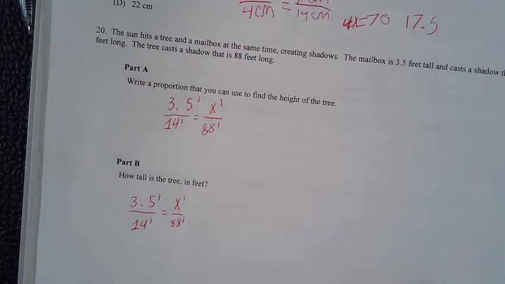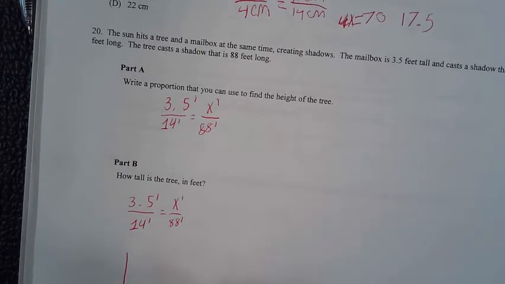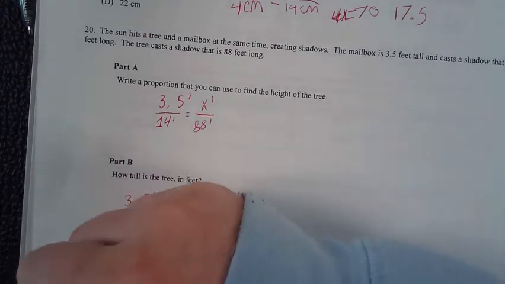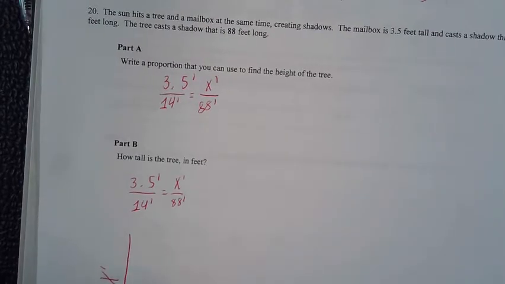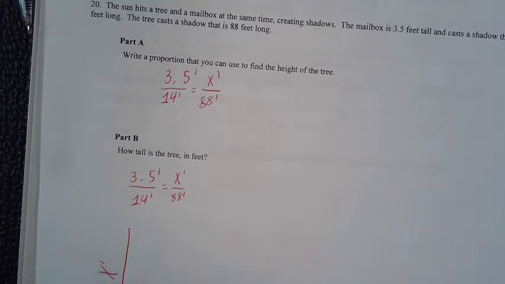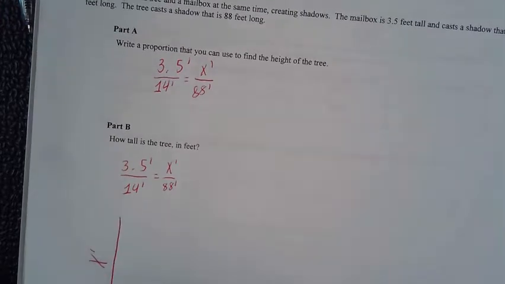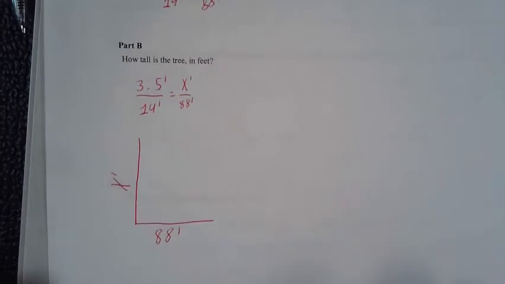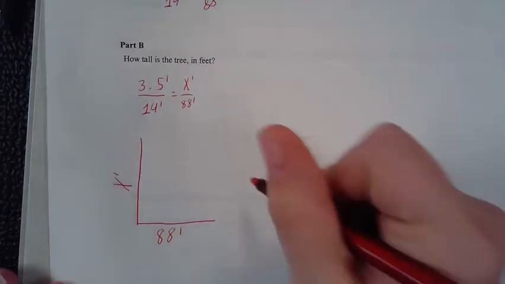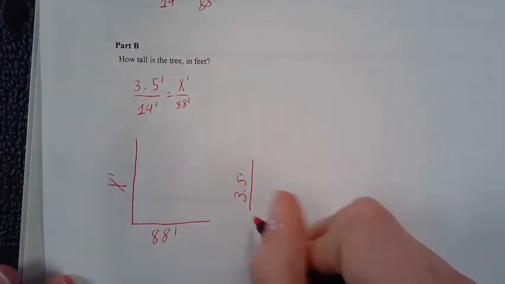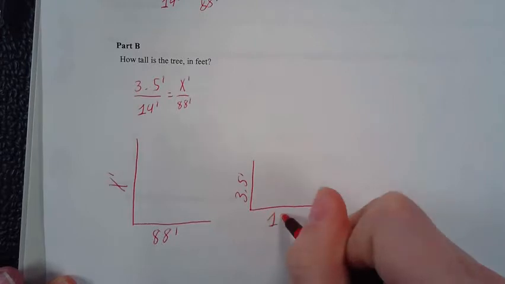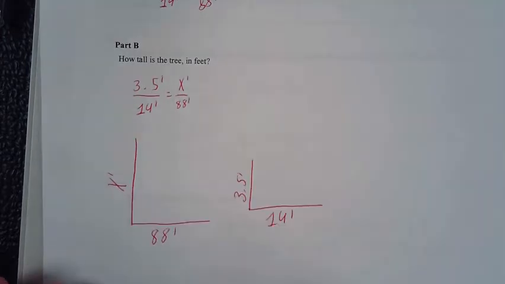And for me, what I did was I also drew a picture. So this would be the taller tree. So it would be X, and then 88 feet. And then I would draw the mailbox, 3.5 feet. And 14 feet. And that would just help me by giving me a visual.